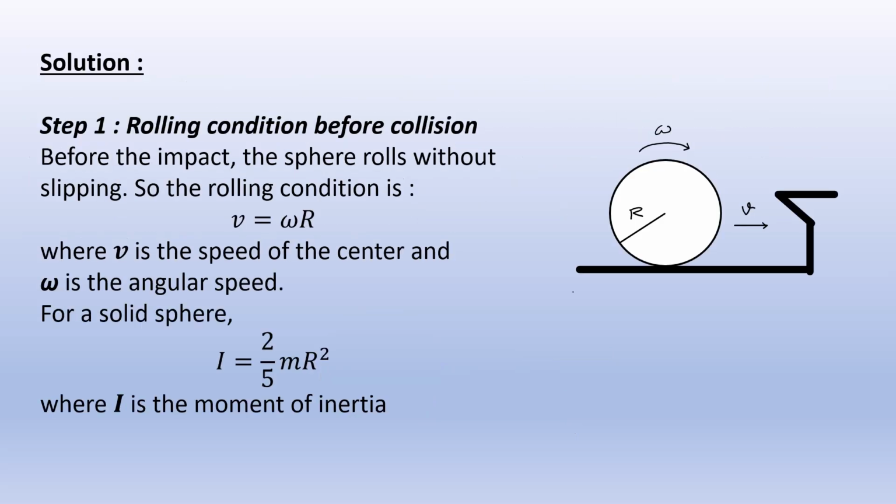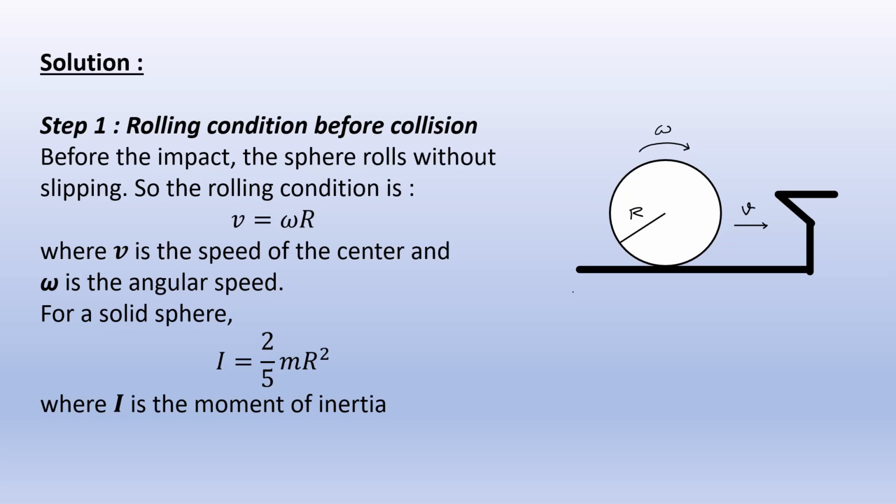Alright, now let us begin the actual solution. First, we'll look at the condition of the sphere before the collision takes place. Initially, the sphere is rolling on the horizontal surface without slipping. And whenever a body rolls without slipping, translational motion and rotational motion are connected through a very important relation, that is v is equal to omega into r. Here v is the speed of the center of the sphere, omega is the angular speed, and r is the radius of the sphere. So this equation represents the pure rolling condition before impact.